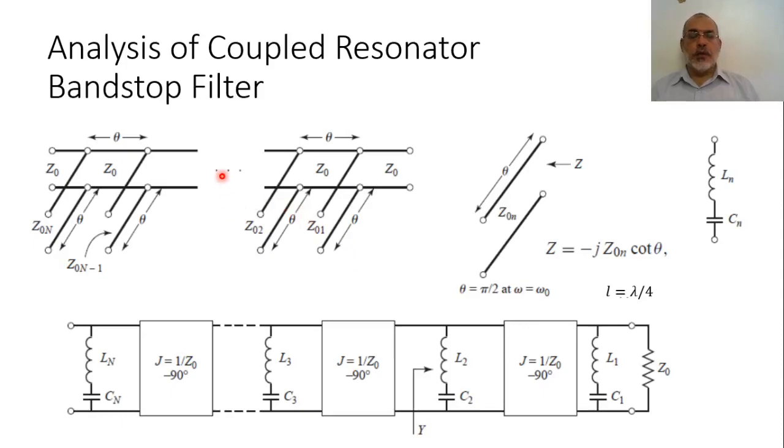In the previous video, we have seen that coupled resonators can be used to create bandstop or bandpass filters. In this case, we are using lambda by 4 transmission line sections, open circuited or short circuited, as a resonator, and these resonators are connected to each other by transmission line sections of characteristic impedance Z naught and electrical length lambda over 4.